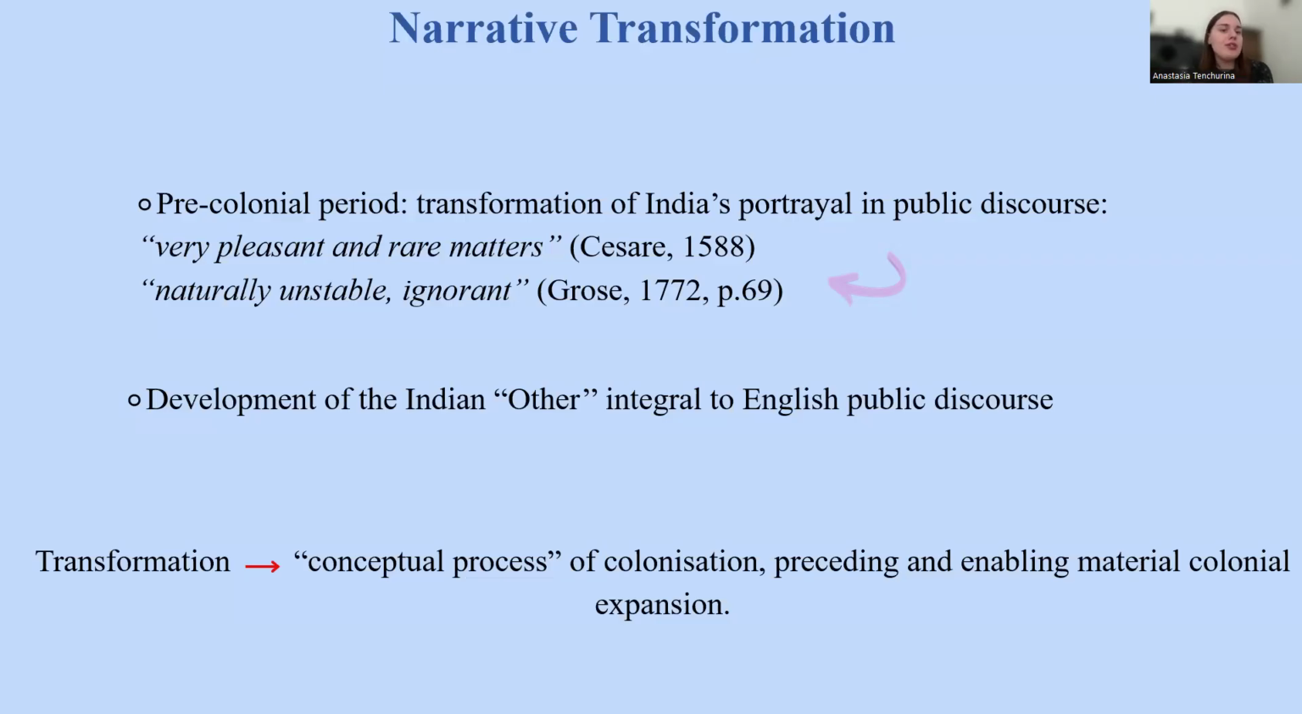So between these two phrases lies the main problem of my dissertation. At the end of the 16th century, India still often appears through the language of rarity, of wonder, of certain unusual goods. It was distant, it was very desirable to explore. It was also commercially attractive.